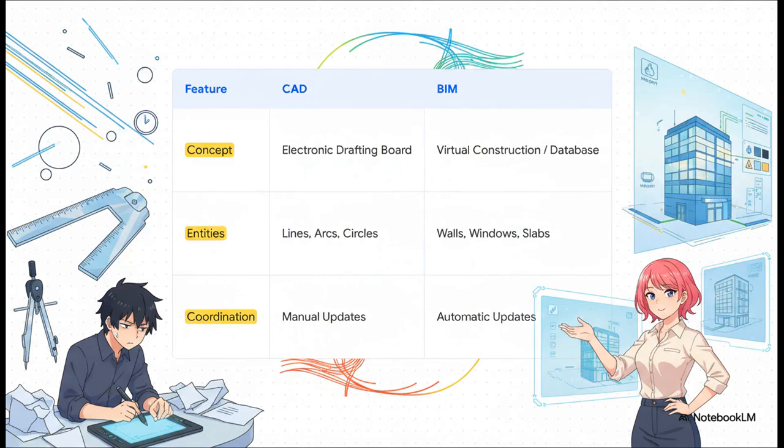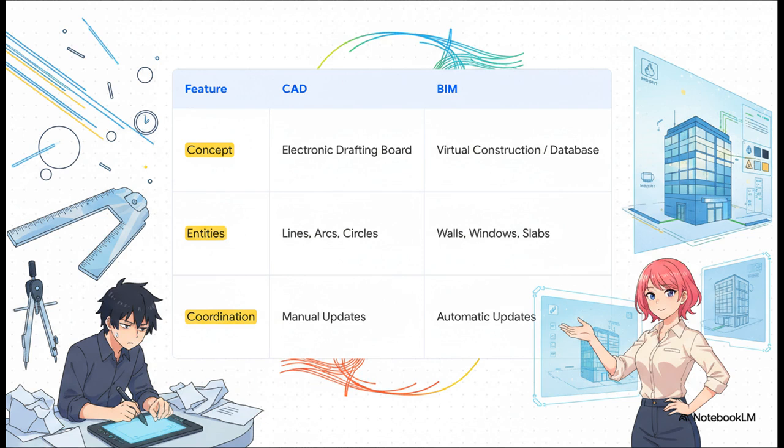In CAD, a wall is just two parallel lines. It has no idea it's a wall. It's just geometry. In BIM, a wall is a wall object. It knows its height, what material it's made of, its fire rating, and how it connects to the floor above and the ceiling below. And this brings us to the most important point, coordination.